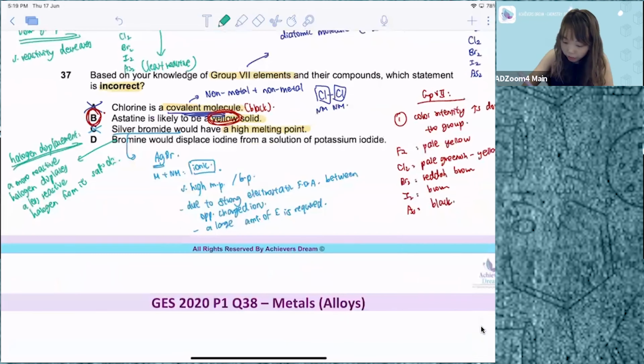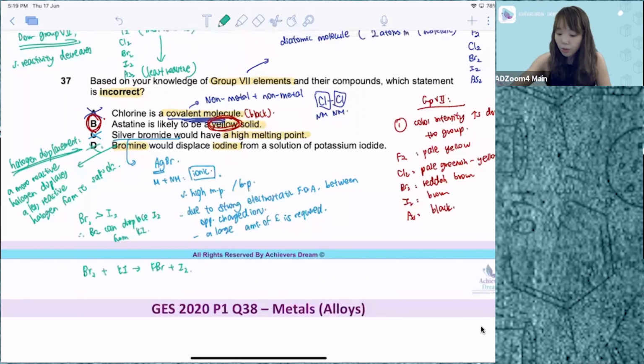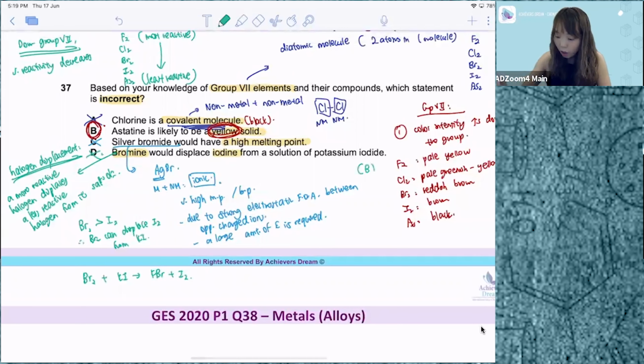Now they are comparing between bromine and iodine. Since bromine is more reactive than iodine, bromine can displace iodine from its salt solution of KI. If I were to write the chemical equation for this, Br2 plus KI, I will get KBr and I2. So option D is a true statement as well. So the answer for question 37 would be option B.